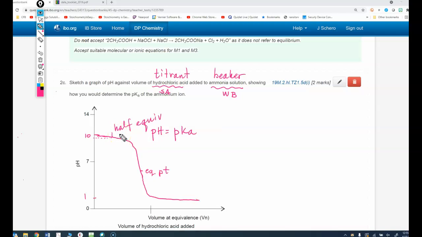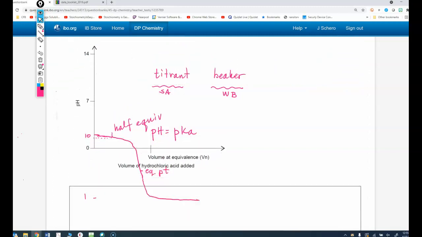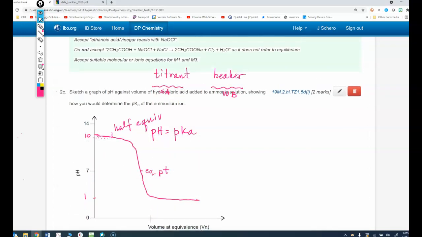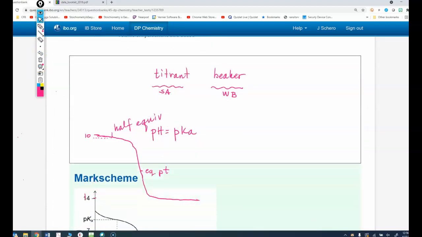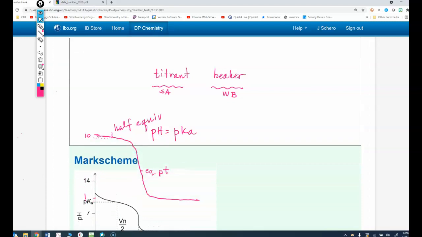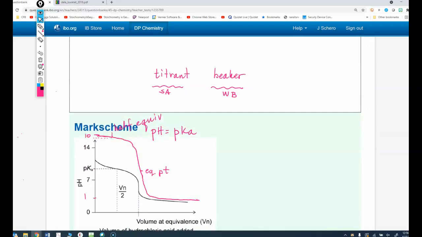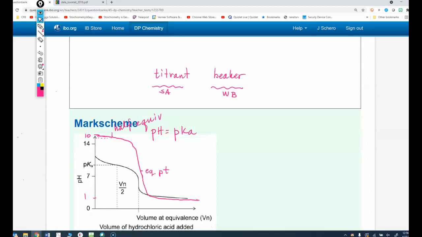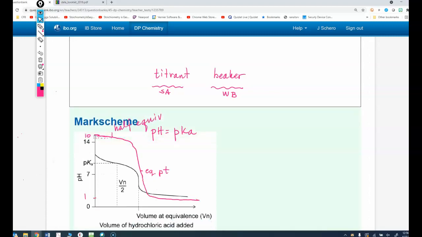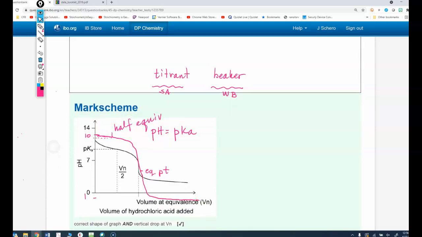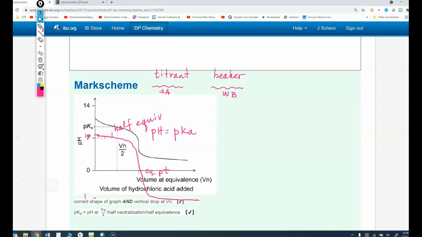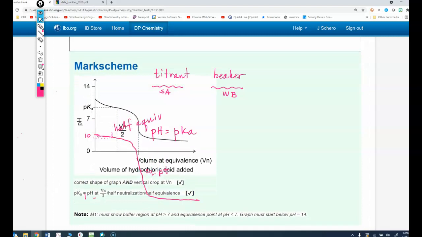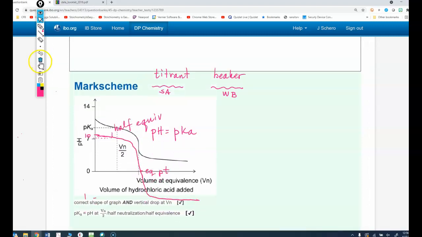And then I wonder if it gave us space to write down here too. It did give us space to write as well. So you would want to also use some words to describe what is going on there, just to be absolutely sure. Let's take a look at what they said for their answer. Yes, we have the pKa being identified, and the volume would be half of the volume there. They did not identify the half equivalence point, but we did pretty good, I would say. Correct shape of the graph and a vertical drop. We would also have pKa equals pH at the half equivalence point. I think we did pretty good on that one.